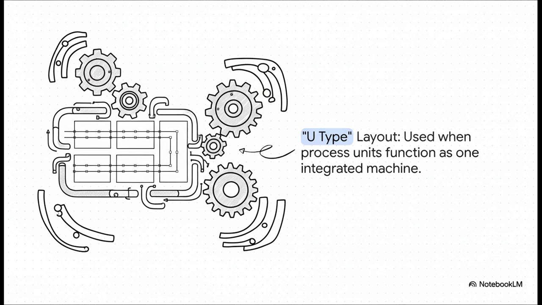What if they're all just parts of one big integrated system? Well, that's when you use a U-type layout. In this case, the physical layout is telling you the story. These units are so interconnected, they're basically one giant machine, and the pipe rack physically ties them all together.